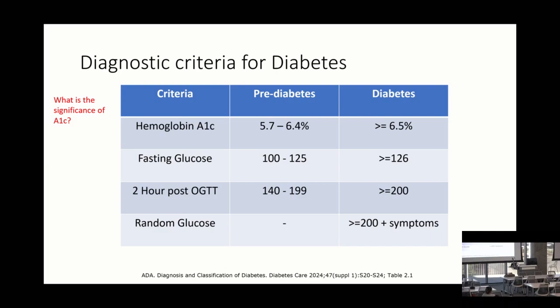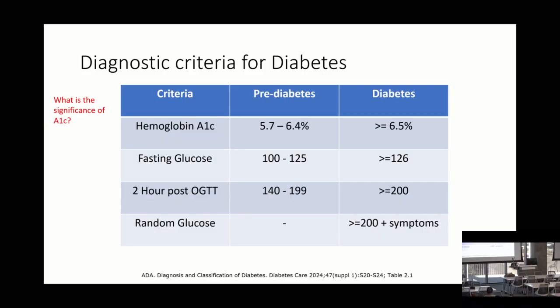Okay, and then 2-hour post oral glucose tolerance test. So this is a test where you give oral glucose, 75 grams of glucose. Patient takes it, and you check the glucose at 1 hour and at 2 hours. Currently, we use the 2-hour number to make the diagnosis. So if you take 75 grams of glucose, check the glucose 2 hours later, and it's more than 200, that is diagnostic for diabetes. If it's between 140 and 199, then that is pre-diabetes.